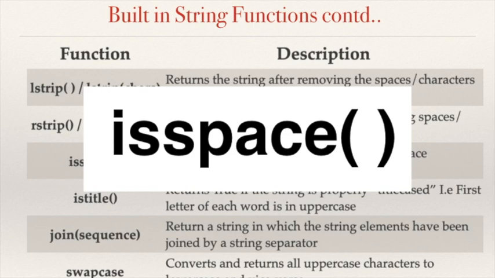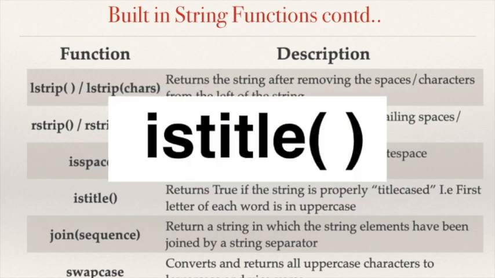isspace. The isspace function checks whether a string only has white spaces in it or not. If yes, returns true, otherwise returns false. istitle. The istitle function checks whether a string is in a titled format or not. If yes, returns true, otherwise false. A string is considered to be in titled format if it has the first letter of each word in capital letter.